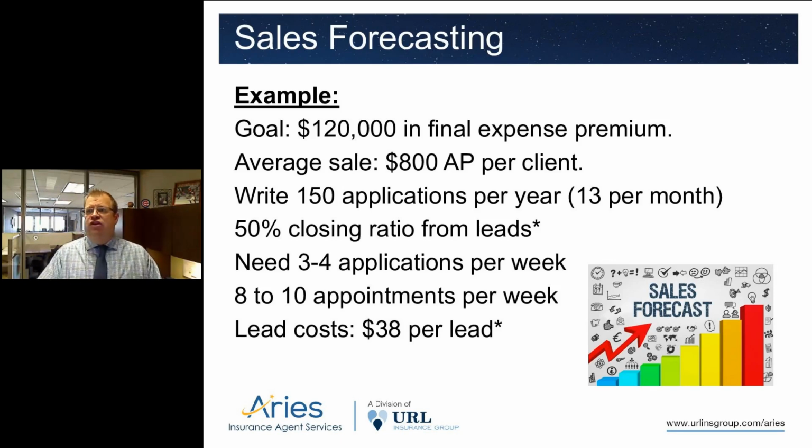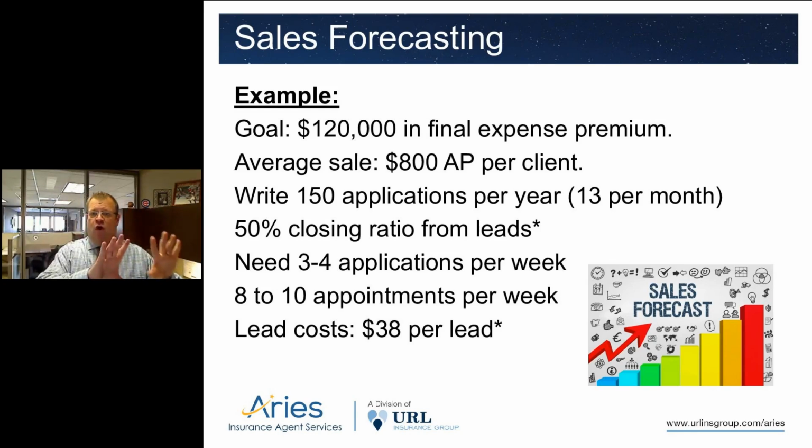Are you tracking? Do you see where I'm going with this? This is how you do the sales forecasting. When you break everything down into little chunks, you're able to do the sales forecasting. So knowing the numbers, I know that the average client is paying about $800 a year on a final expense plan. If you're doing Medicare or another line of business, know the numbers. What is the premium or what is the commission that you're going to earn from that particular sale?